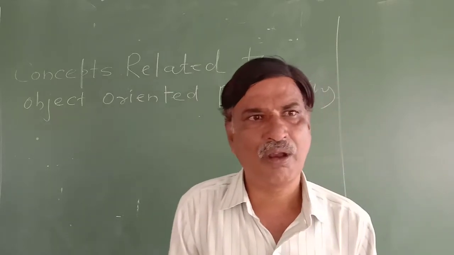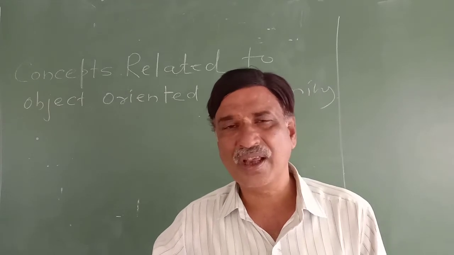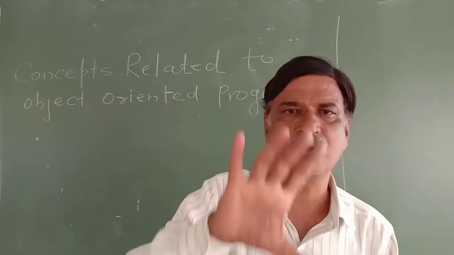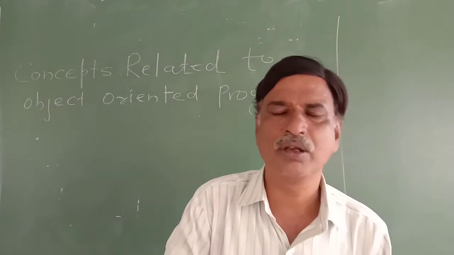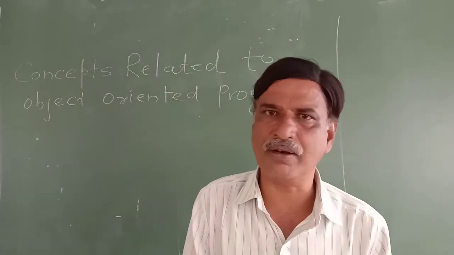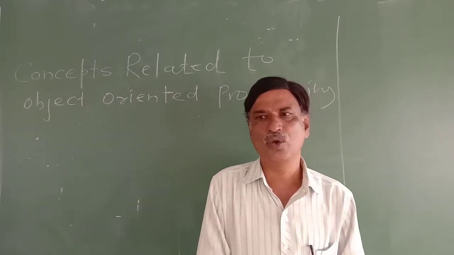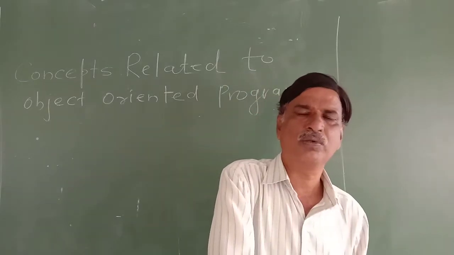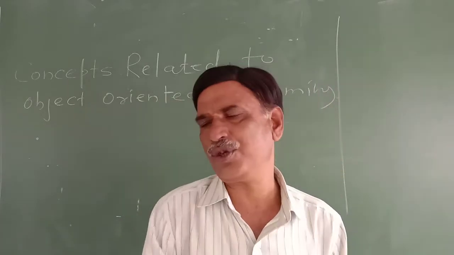What are those? The data of one function can be accessed by another function. That's why data is not secure. Suppose there are 1000 instructions and they are divided into 4 small parts, so 4 functions will be there: functions f1, f2, f3, f4, say. So data of f1 can be accessed by function f2, or data of f2 can be accessed by function f1. So data is not secure.